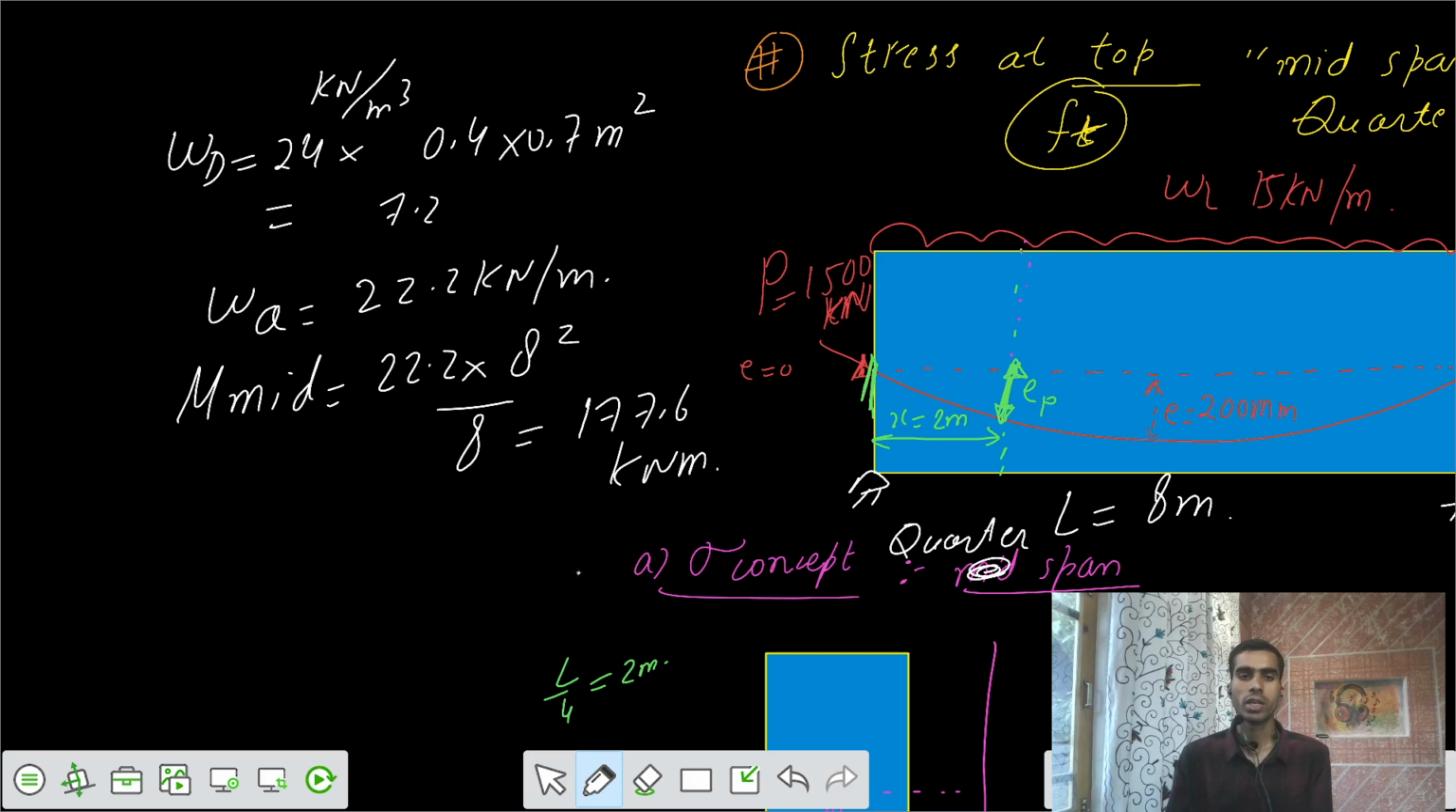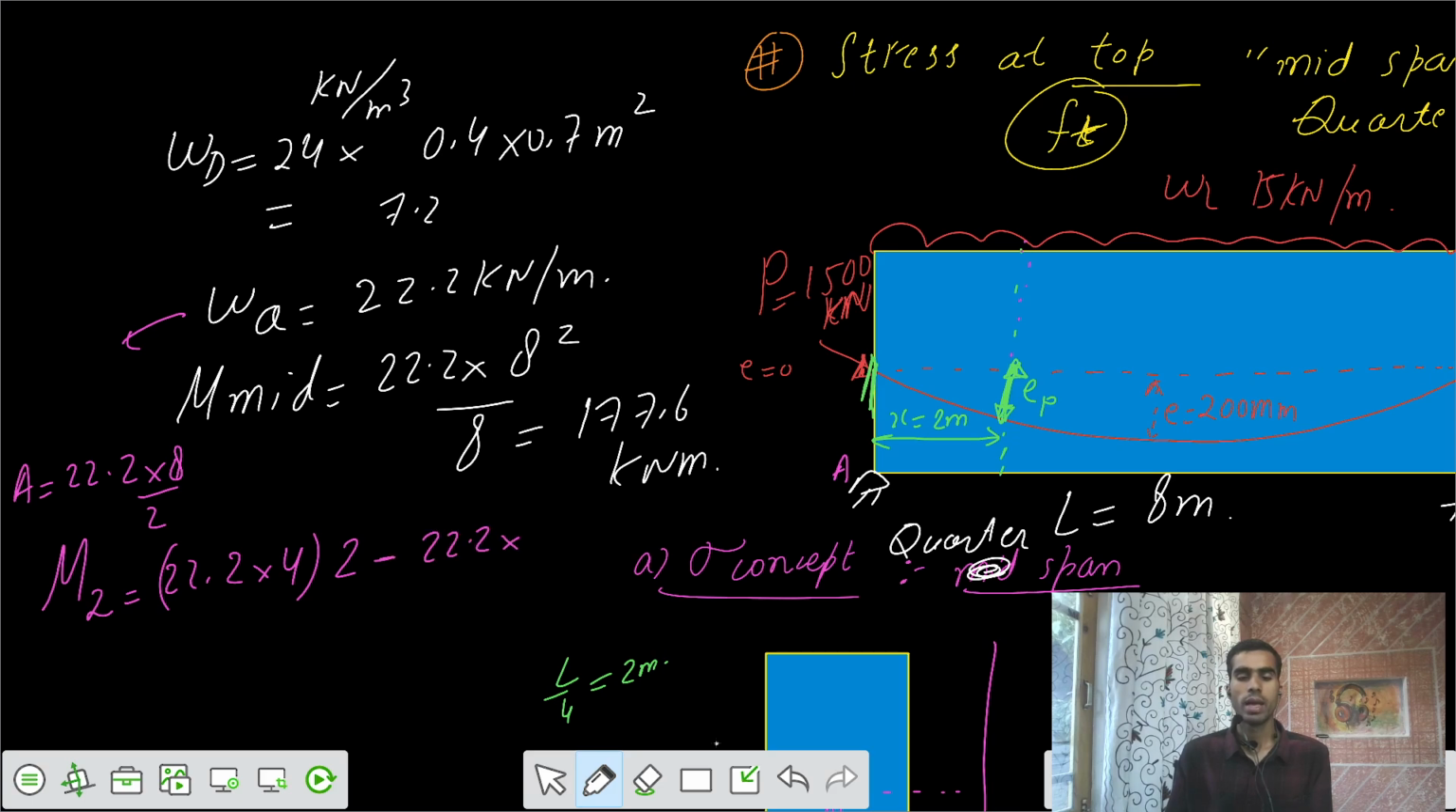So I had to calculate the reaction. I would say there is some support A. So reaction A is equal to 22.2 into L by 2. This is your reaction A. So the moment at the quarter span M2, that means at x equals 2 meters. Bending moment at 2 is equal to 22.2, this reaction, into x, where the value of x is 2 meters, minus wx square by 2. So this is your moment 2, coming out to be 133.2 kilonewton meters.